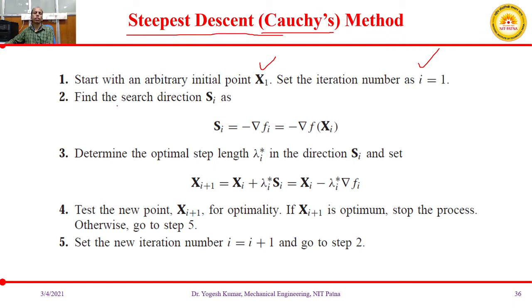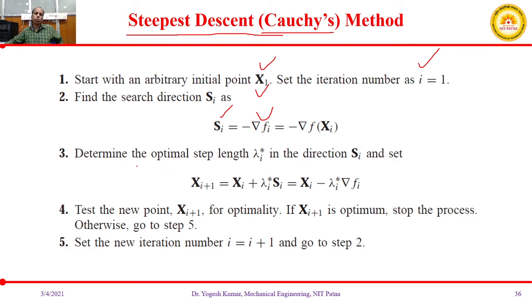Then we find the search direction. How do we find the search direction? The search direction is given by Si equal to minus gradient of f i. So suppose we are at step number 1, then we are searching for the solution in the direction of the gradient. This is the gradient of f corresponding to the values of x at xi, so this will be minus gradient of f xi.